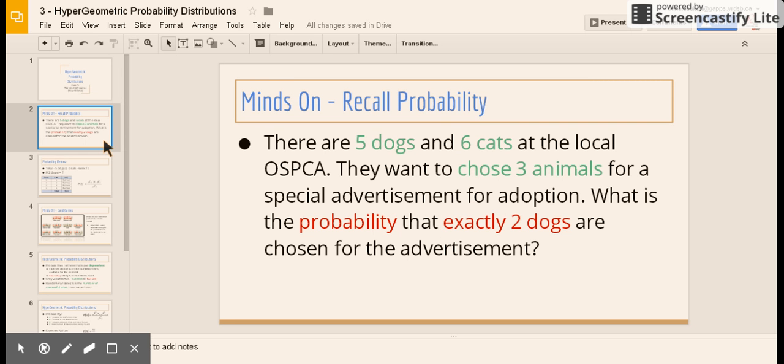Take a look at this example here. We've got 5 dogs and 6 cats at the local SPCA. They want to choose 3 of their animals for a special advertisement for the adoption of animals. So what we want to know is, what is the probability that exactly 2 dogs are chosen for the advertisement? Think about this for a moment, pause the video, determine how you would solve this problem, and then continue.